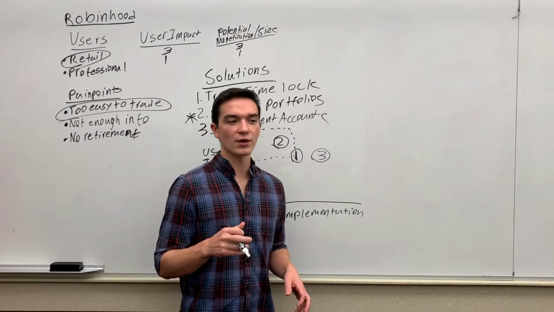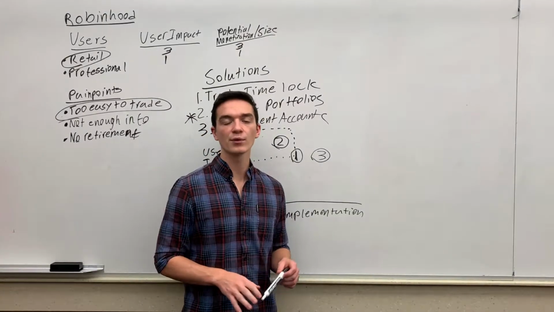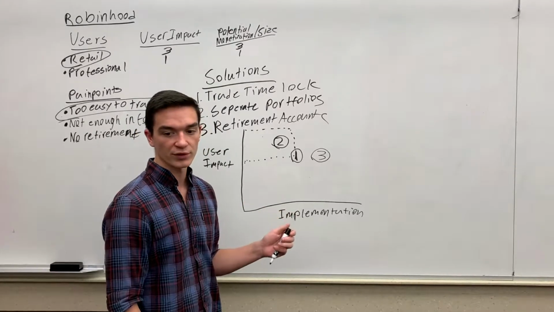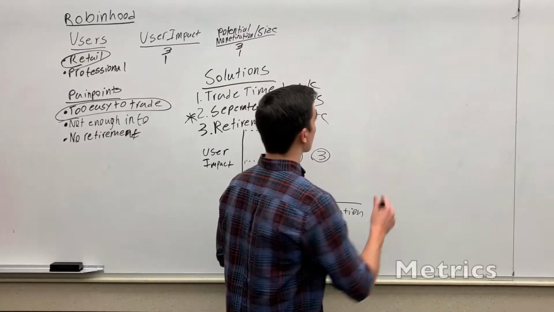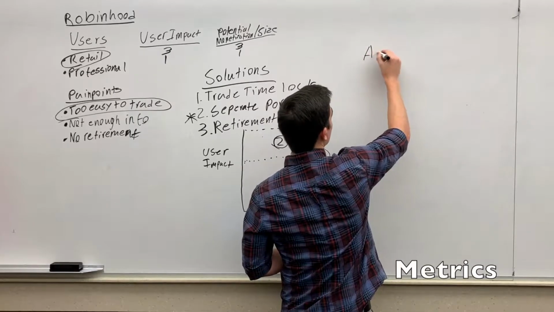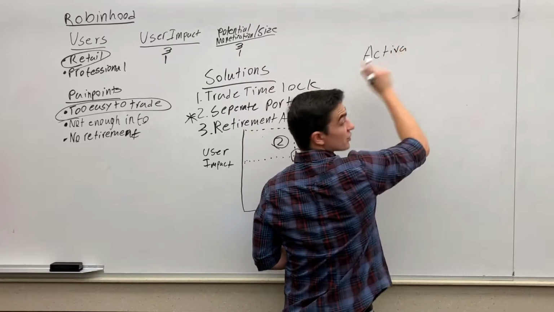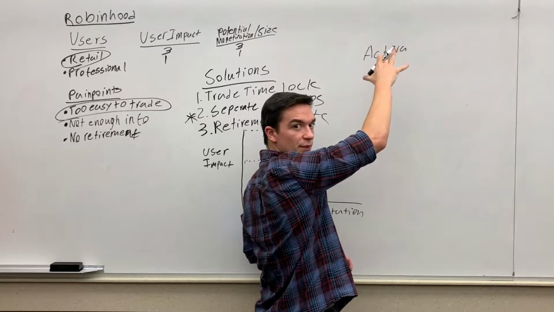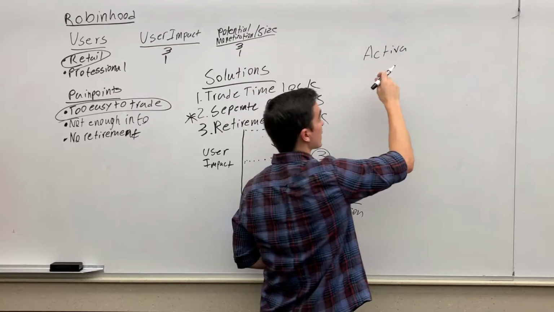So now I want to go into metrics on how we'd measure the success of separate portfolios. The metrics that I would want to look at are, one, activation. These are the buckets, by the way. So what we're going to do is write buckets, like the headers of the metrics, and then we can individually categorize them.